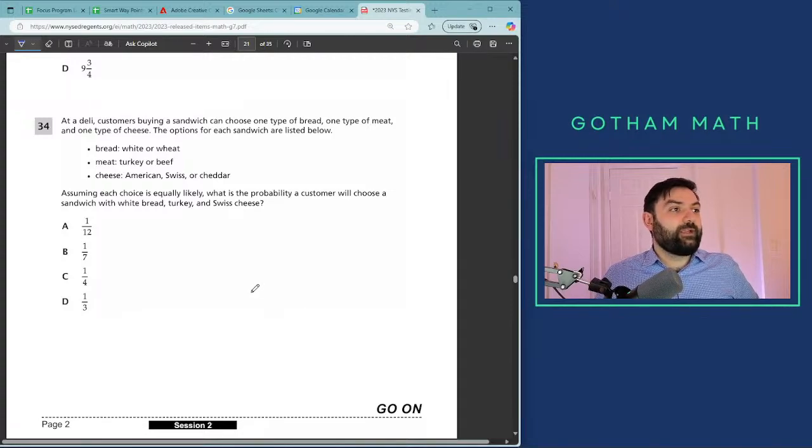All right. At a deli, customers buying a sandwich can choose one type of bread, one type of meat, and one type of cheese. Okay. Not that big of a deli, you know what I mean? The options for each sandwich are listed below. Okay, so bread, white or wheat; meat, turkey or beef; cheese, American, Swiss, or cheddar. Assuming each choice is equally likely, what is the probability a customer will choose a sandwich with white bread, turkey, and Swiss cheese?